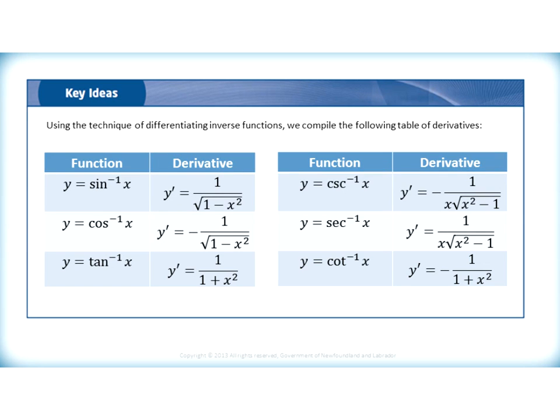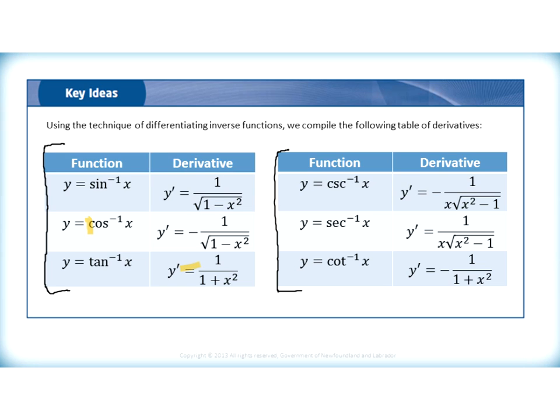For the key ideas, all I did here was give you a summary table of the derivatives of all of the arc trig functions, so the inverse trig functions. And again, I'll give you some pointers on how to remember them all if you have trouble remembering such things. We look at every function and its co-function, and they're very similar. The derivative of arc sine is 1 over the square root of 1 minus x squared, and the derivative of arc cosine, its co-function, is negative the same thing.